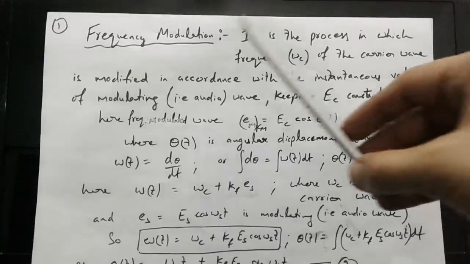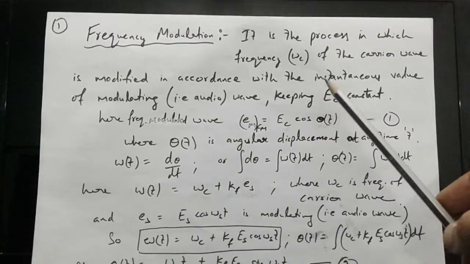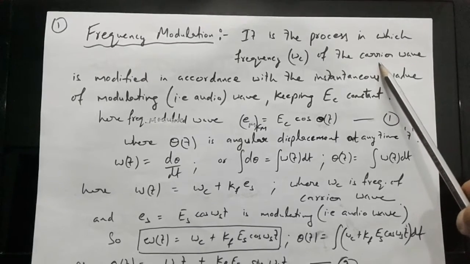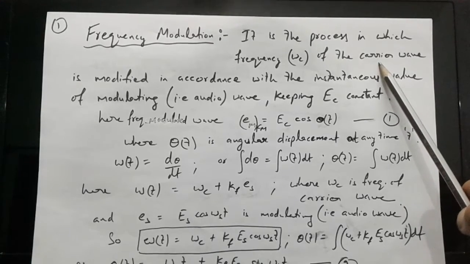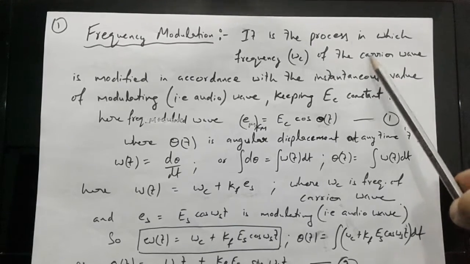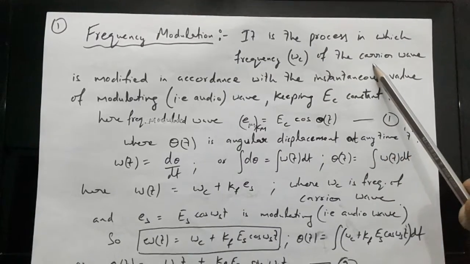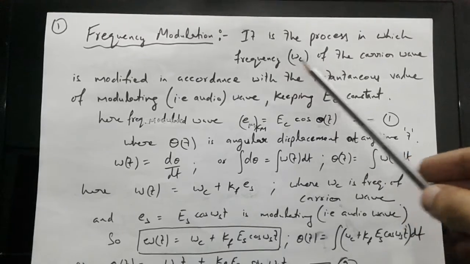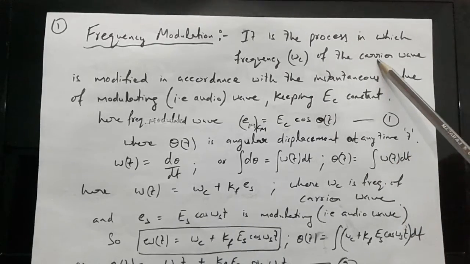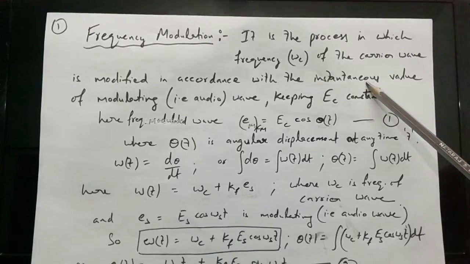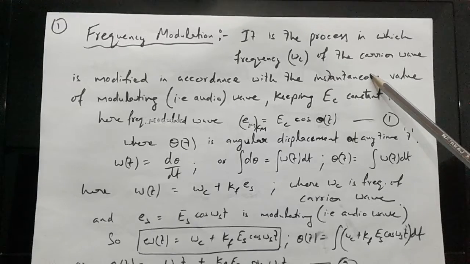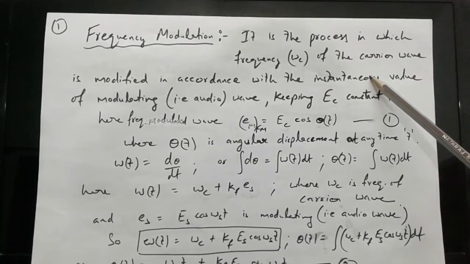Here, in frequency modulation, the frequency of the carrier wave gets modified. So, you must notice that in amplitude modulation, the amplitude of the carrier wave gets modified, and in frequency modulation, the frequency of the carrier wave gets modified according to the instantaneous value of the audio or video signal. So, this process is called frequency modulation.